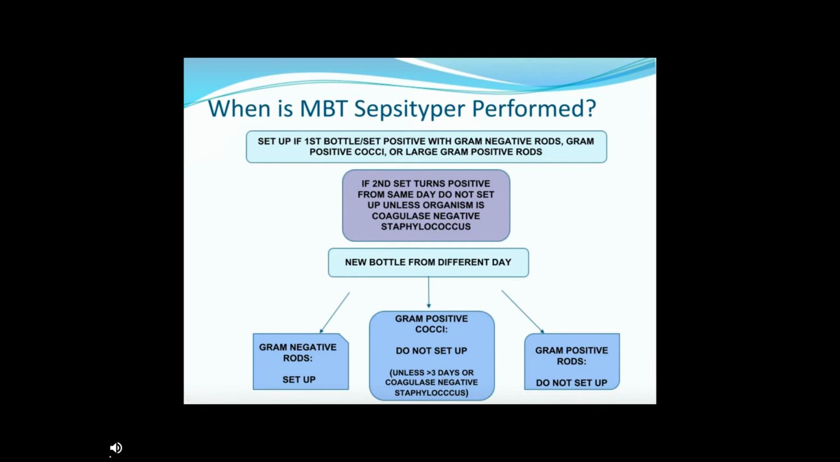If it is a new bottle from a different day with gram-negative rods, we will set up the Sepsityper because we want to confirm that it's the same gram-negative. If it's gram-positive cocci, we will not set it up unless, again, it's that coag-negative staph and it's greater than 3 days old. And if it's a gram-positive rod, we do not set it up. So we really focus on that very first set, and then if it's the next day, the organism will depend on how we're going to use the system.